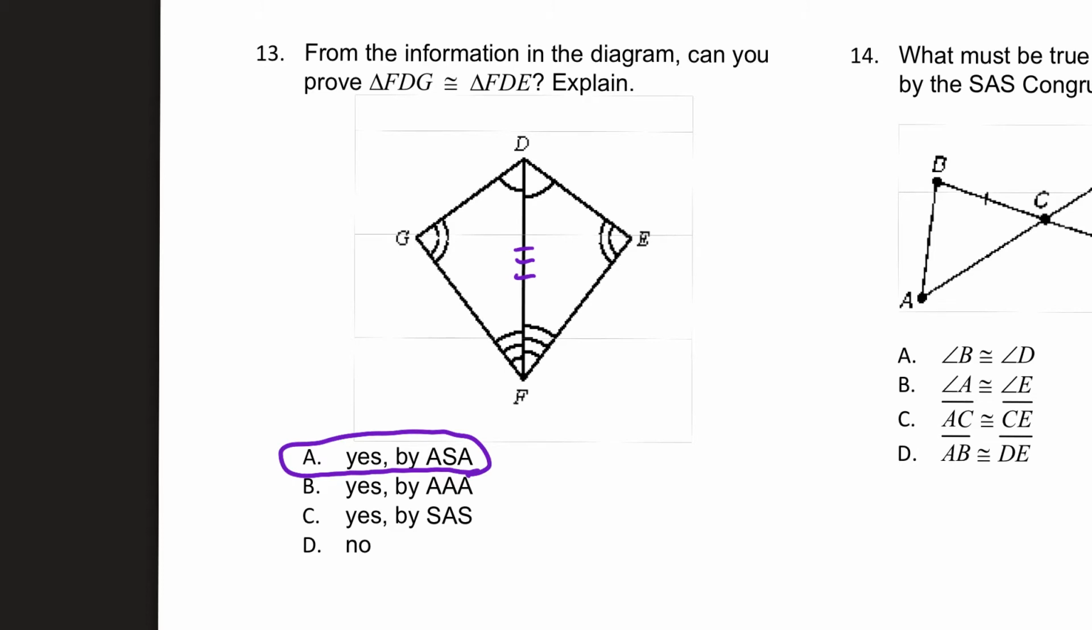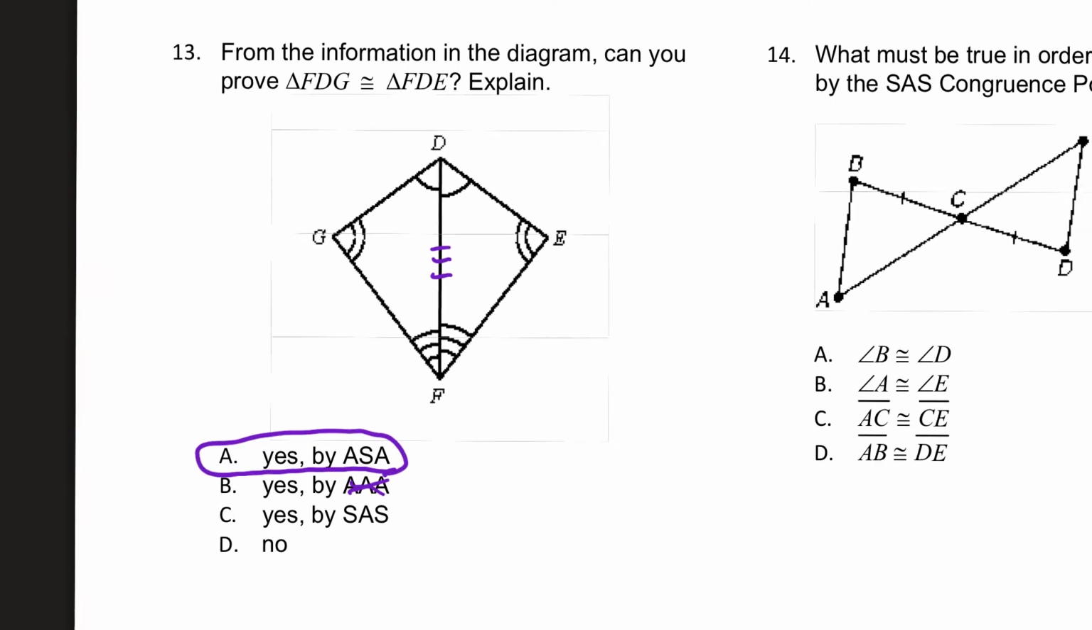AAA is not a congruence postulate. That's not it. There's a similarity postulate called AA, but AAA is not a congruence postulate. SAS would be nice, I guess, but we only know one side in each triangle, so we can't possibly use two sides of SAS. And no, I can prove these congruent. So the answer was A.